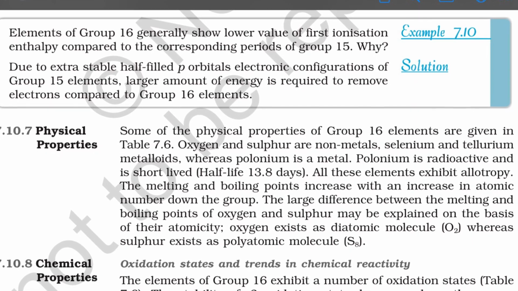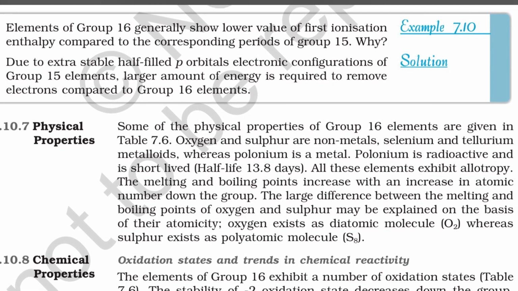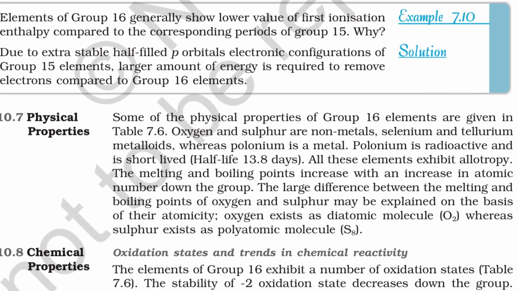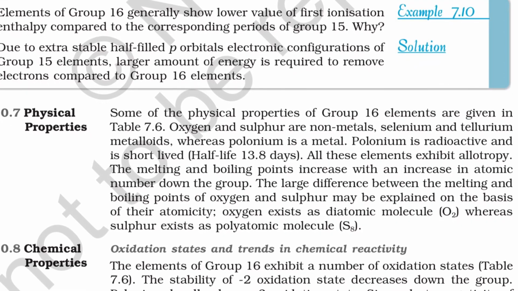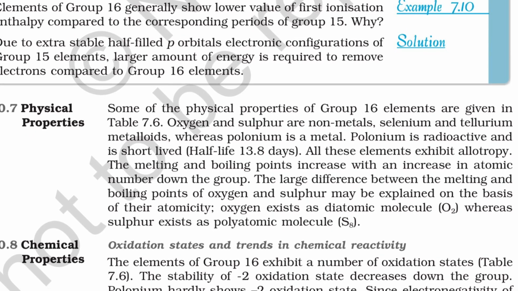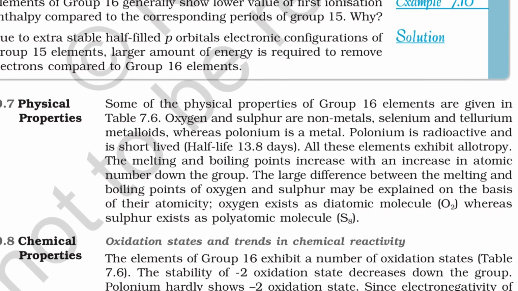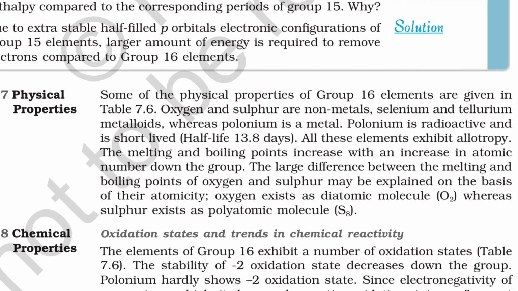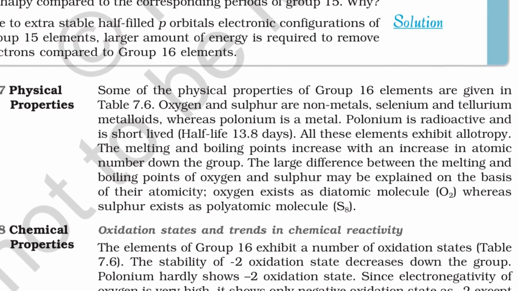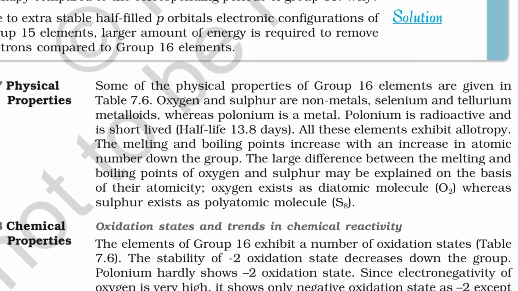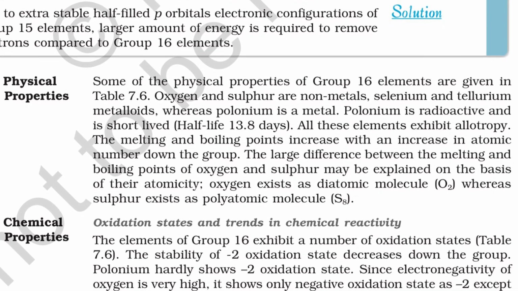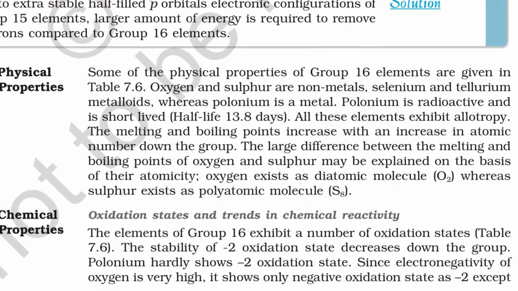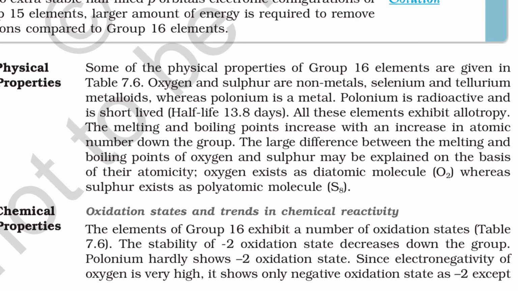Physical properties. Some of the physical properties of group 16 elements are given in Table 7.6. Oxygen and sulfur are non-metals. Selenium and tellurium are metalloids, whereas polonium is a metal. Polonium is radioactive and short-lived, with a half-life of 13.8 days. All these elements exhibit allotropy. The melting and boiling points increase with an increase in atomic number down the group. The large difference between the melting and boiling points of oxygen and sulfur may be explained on the basis of their atomicity. Oxygen exists as a diatomic molecule, O2, whereas sulfur exists as a polyatomic molecule like S8.